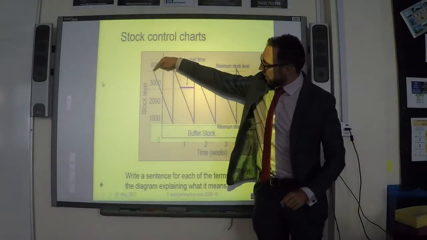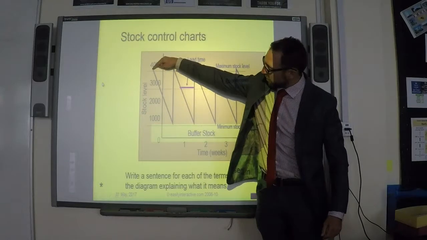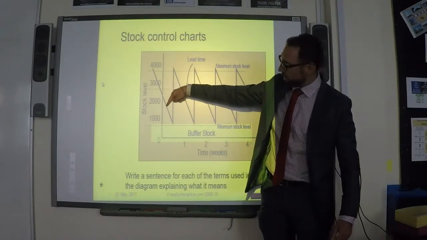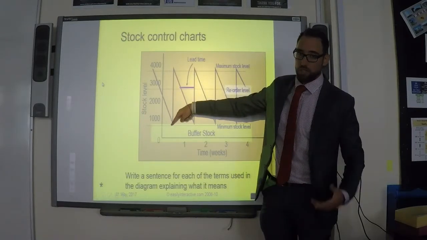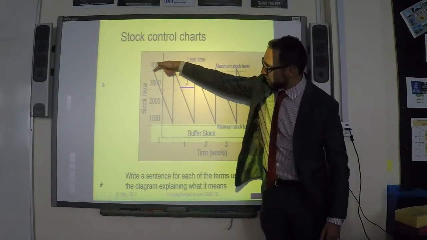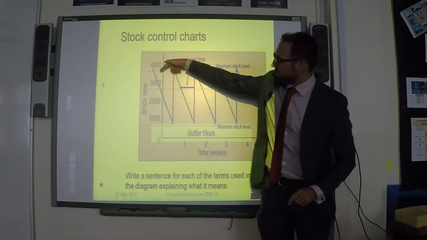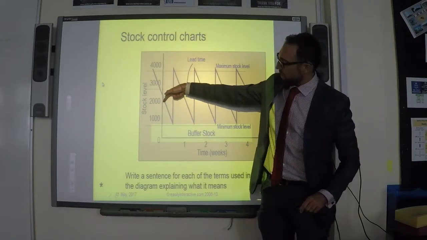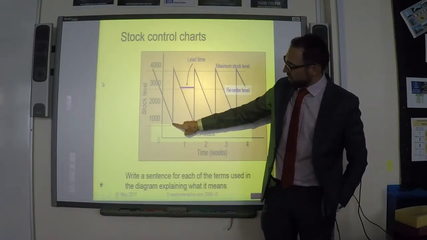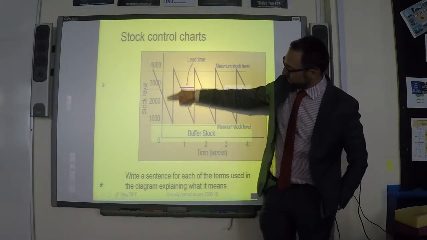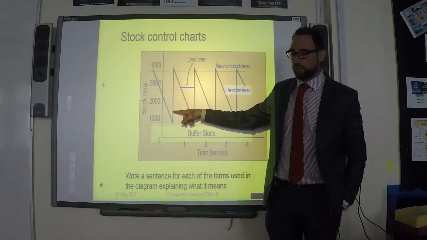Now this line is showing the amount of stock that is in the warehouse. And as time goes by, as we start moving along time, going along a week, the amount of stock in the warehouse is going down. The reason for that is obviously because it's being used, so it's being taken out of the warehouse into the factory and into the production process. I want you to have a little think about what happens at this point here, where the stock suddenly goes up. The reason why the stock suddenly goes up is because the stock has been delivered from the supplier.